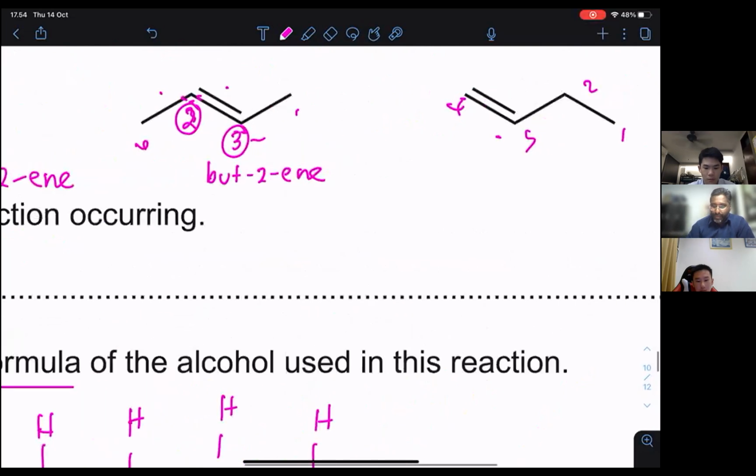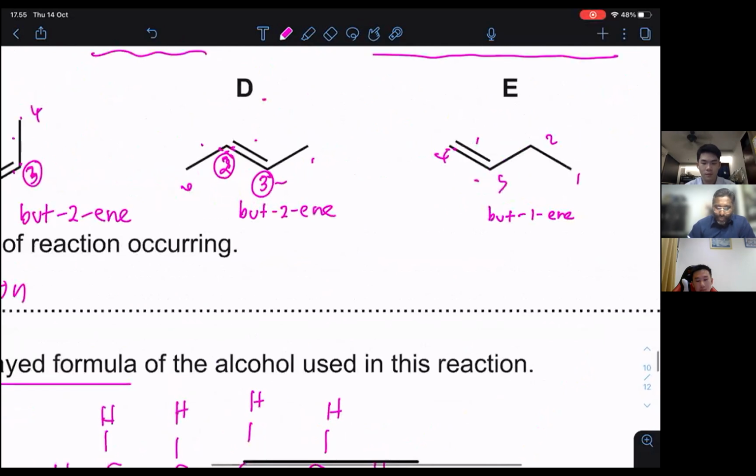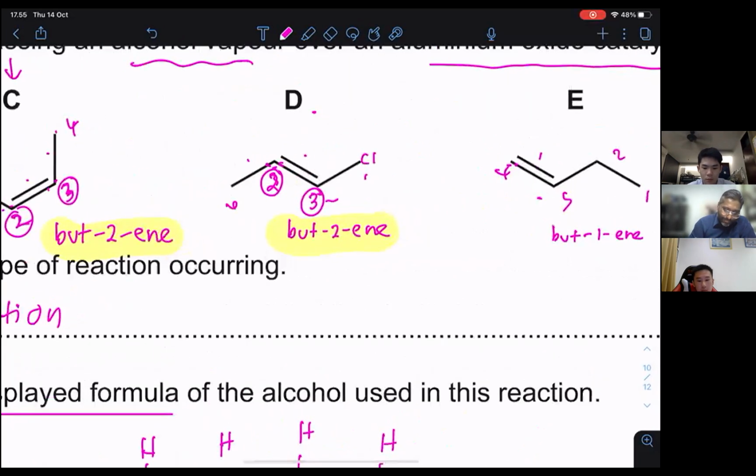Later we'll go into that. So 1, 2, 3, 4, but. Now this is position number 1, so but-1-ene. So you need to differentiate the butene. This butene and this butene must be different. So how different are they? You just need to look at this. This is CH3. This is CH3. They are opposite. So James, if they are opposite, are they cis or trans?